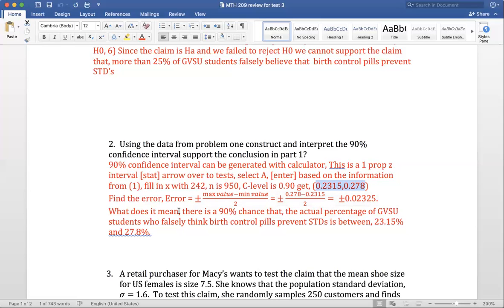What does this mean? We should always know what it means. So there's a 90% chance that the actual percentage of GVSU students who falsely believe or think that birth control pills can prevent STDs is between 23.15% and 27.8%. Kind of disturbing.